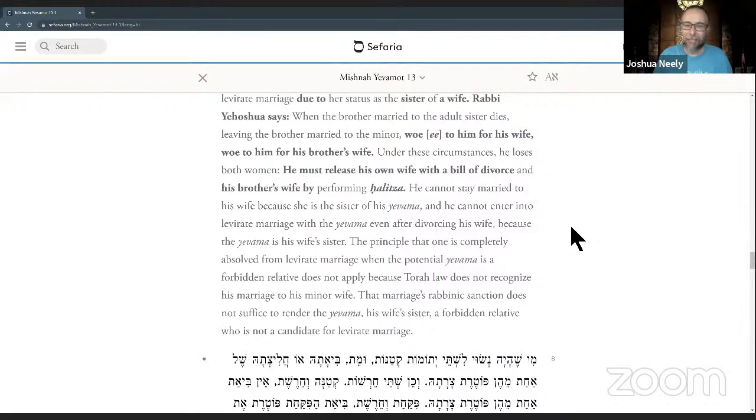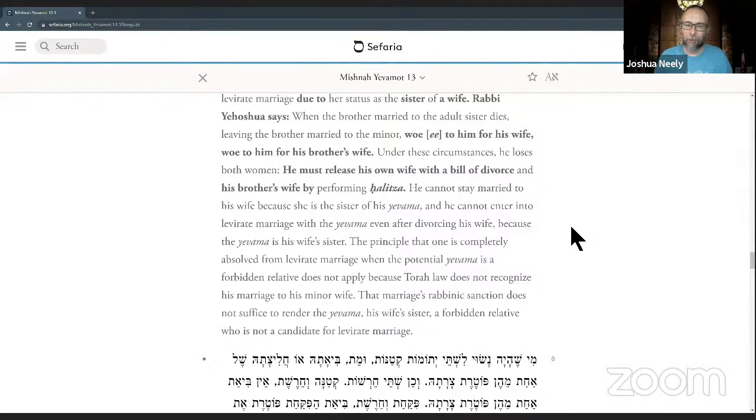Right? The principle that one is completely absolved from levirate marriage when the potential Yevamah is a forbidden relative does not apply because Torah law does not recognize his marriage to the minor wife. That marriage's rabbinic sanction does not suffice to render the Yevamah, his wife's sister, a forbidden relative who is not a candidate for levirate marriage.